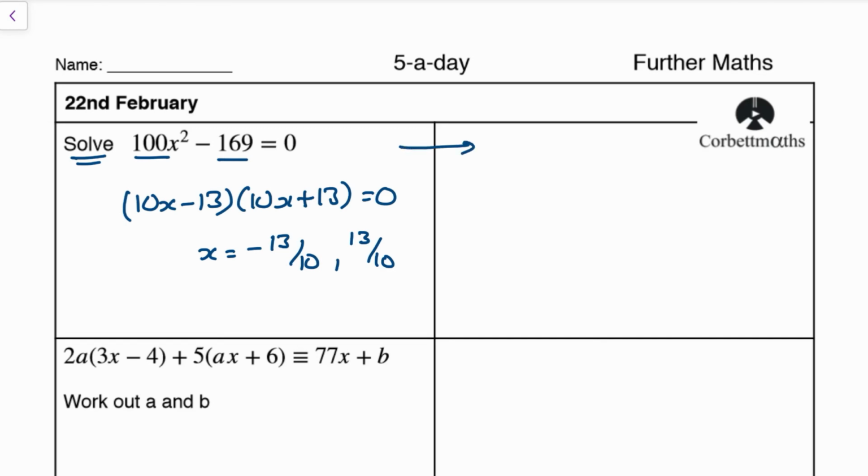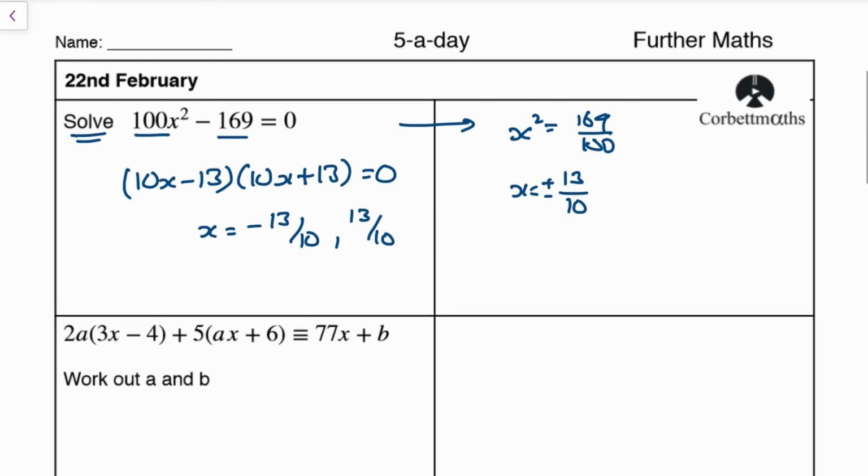Now I can, of course, because it's one unknown, in other words there's one x, albeit squared, just move 169 to the other side, divide by 100, so x squared is equal to 169 over 100, square root both sides, and that's going to give me x is equal to plus minus 13 over 10, because I don't know which one it is. Either method works, that's fine.